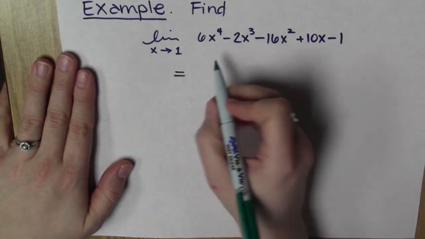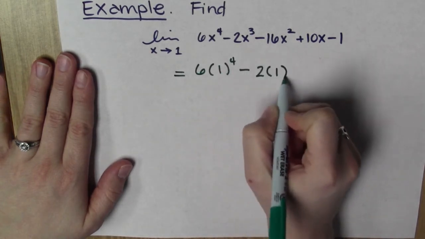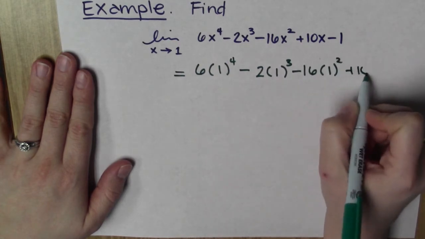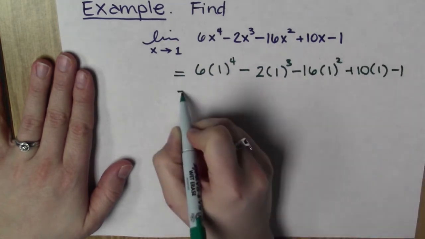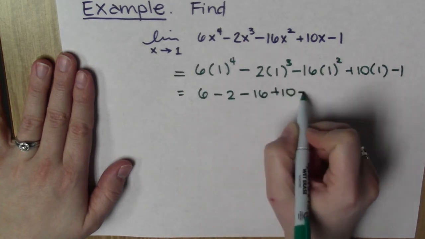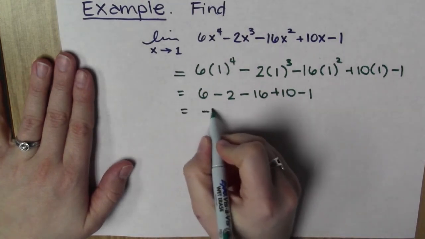Putting all of that together, this is 6 times 1 to the 4th power minus 2 times 1 to the 3rd power minus 16 times 1 squared plus 10 times 1 minus 1. So I get 6 minus 2 minus 16 plus 10 minus 1, which all together gives me -3. What we've discovered is that anytime I'm looking at a polynomial and I want to evaluate the limit at any point a, all I have to do is plug in the value of a to the polynomial.